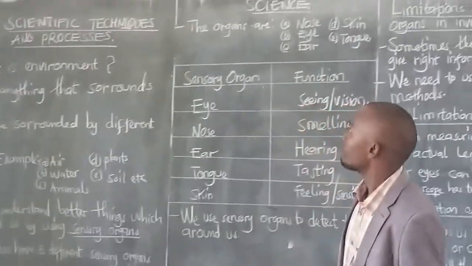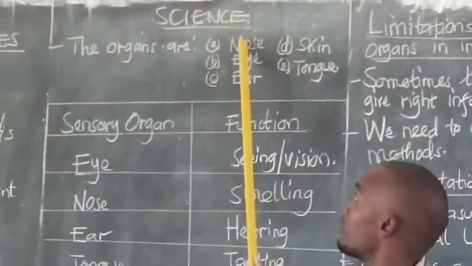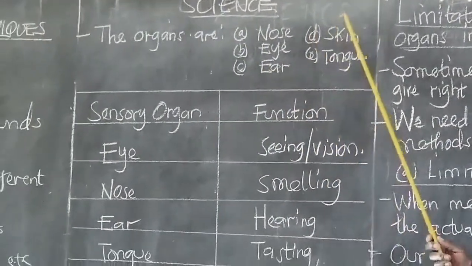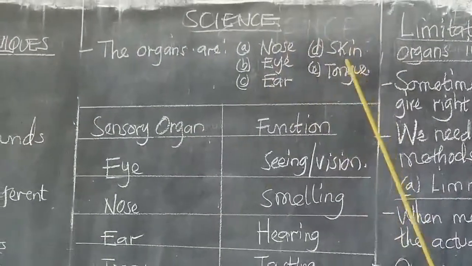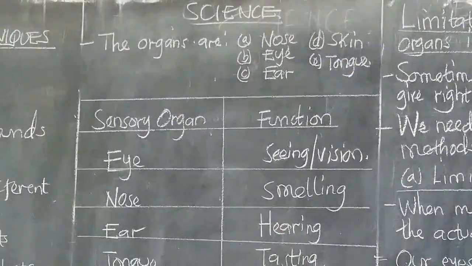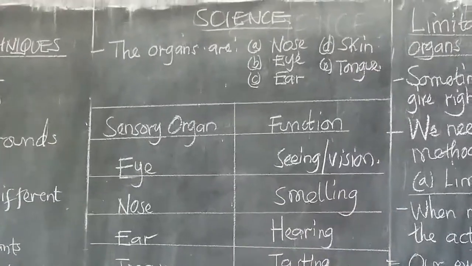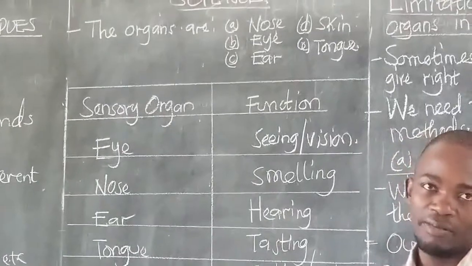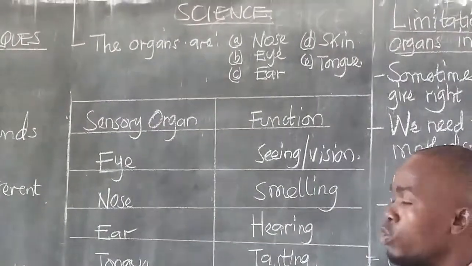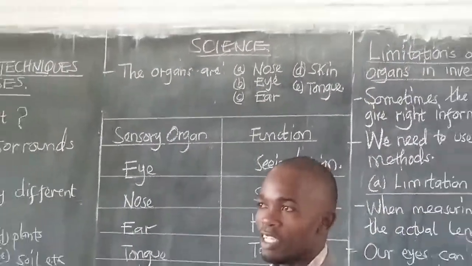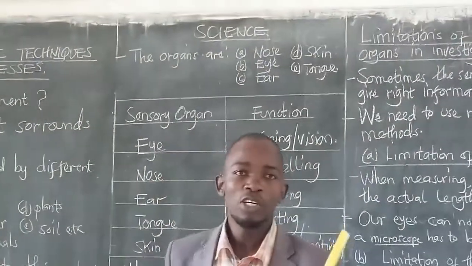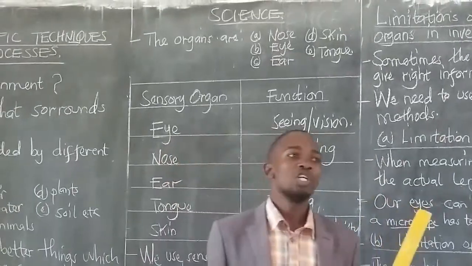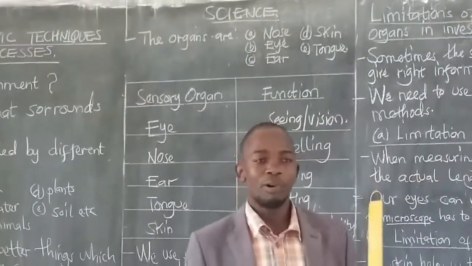What are they? Nose, eye, ear, skin, tongue. They are referred to as the 5 sensory organs. Each of these organs has its specific function. They help us to conduct investigation. They help us to carry out different experiments in order to solve scientific problems.